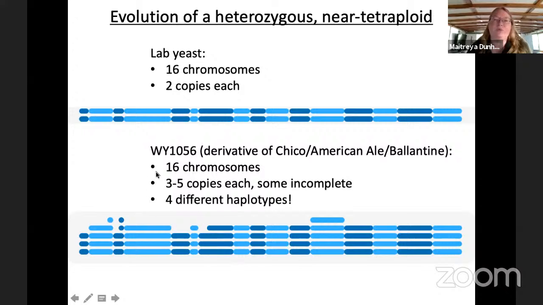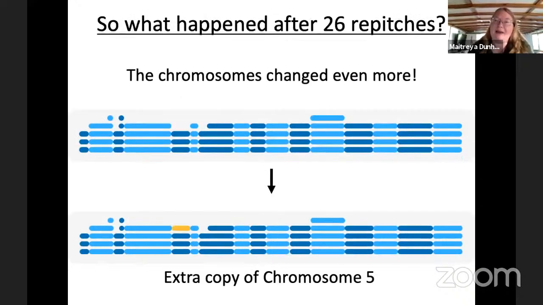This is just the one strain that I'm going to talk about today, but of course there are hundreds of brewing strains with different histories that people use. But this one's an American ale strain that is often called the Chico strain, based on the Sierra Nevada brewery who popularized it. And it's just got a crazy messed up genome. It's really been fun to work on, but has made our life a little more tricky trying to figure things out. Okay, so what happened after these repitches? Well, first of all, the chromosomes changed more.